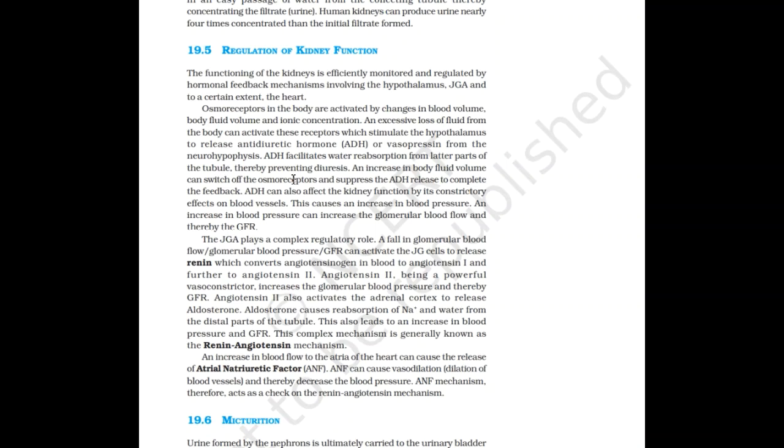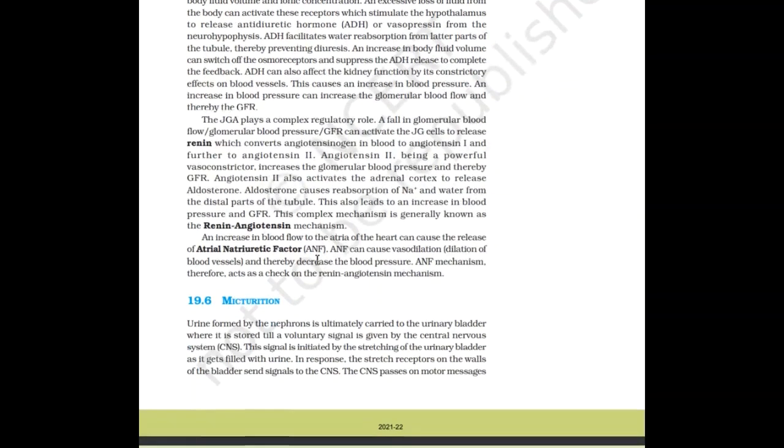An increase in the body fluid volume can switch off the osmoreceptor and suppress the ADH release to complete the feedback. ADH can also affect the kidney function by its constrictory effect on the blood vessels. This causes an increase in blood pressure. An increase in blood pressure can increase the glomerular blood flow and thereby the glomerular filtration rate.